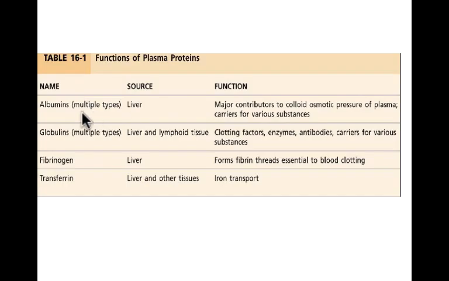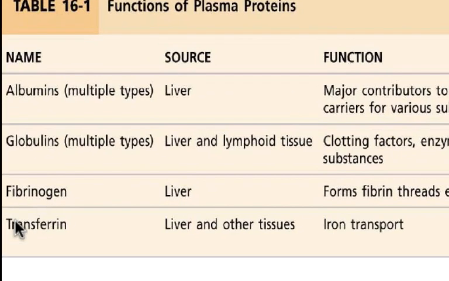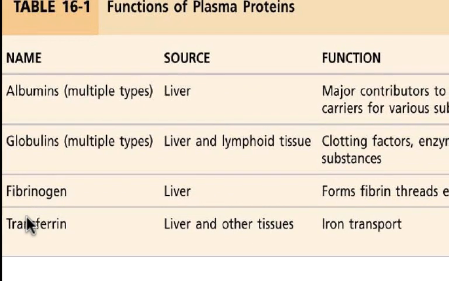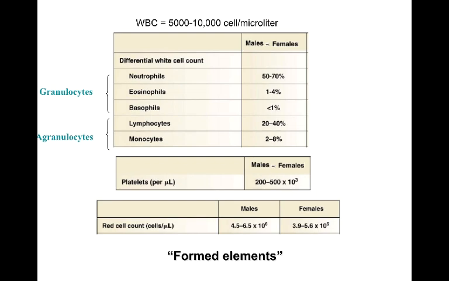This table shows albumin, globulin, and fibrinogen. As you can see, it says they are coming from the liver. In this table, you can see another protein that is called transferrin. Transferrin is a protein that carries only iron. After discussing plasma, let's take a look at our formed elements.